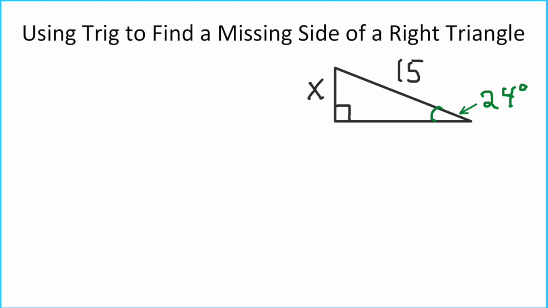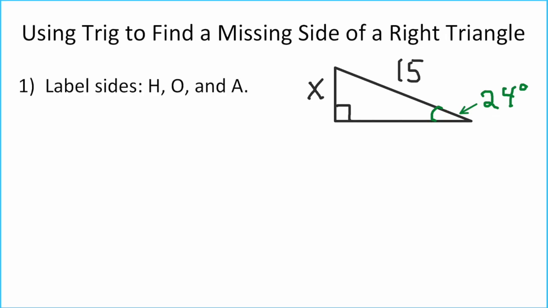Alright, so here's our problem. The first step we have is to label our sides H, O, and A for hypotenuse, opposite, and adjacent. Across from the right angle is our hypotenuse, and we go opposite of our 24 degrees to get our opposite side. That leaves us with adjacent on the bottom.